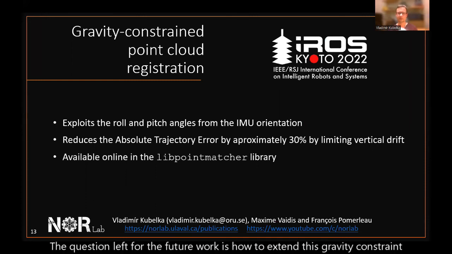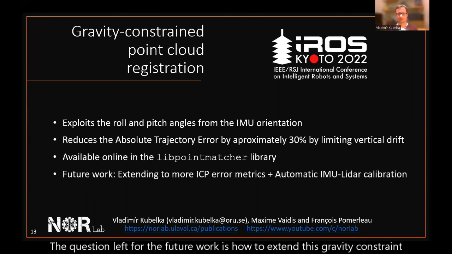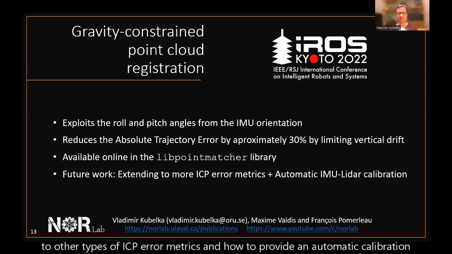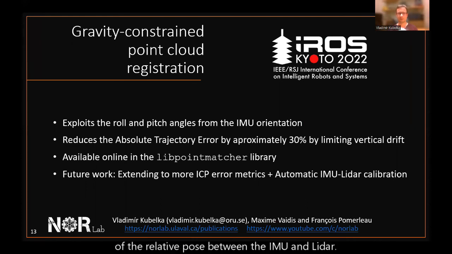The question left for future work is how to extend this gravity constraint to other types of ICP error metrics, and how to provide an automatic calibration of the relative pose between the IMU and lidar.